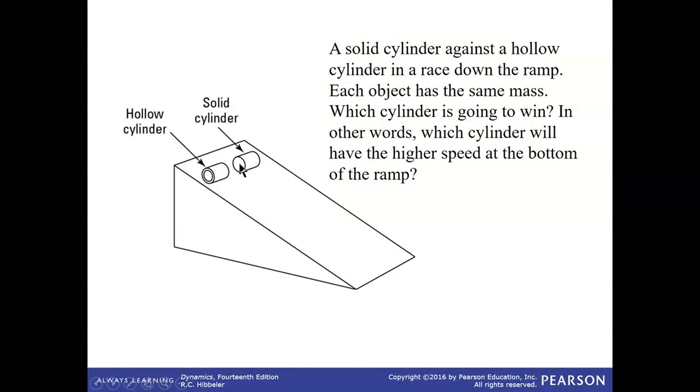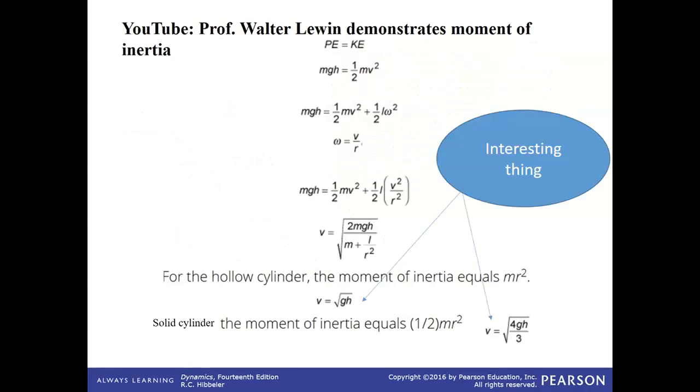I repeat the question: they both have the same mass. There is no difference in mass. They both are at the same height. They both are released at the same time. The only difference is that one of them is solid, and the other one is a hollow cylinder. And we need to calculate their speed at the bottom of the ramp. You can pause the video, think about the answer, and then proceed. So I give you the answer now.